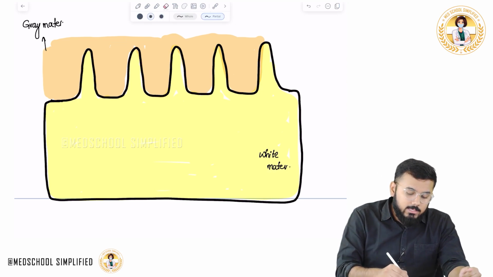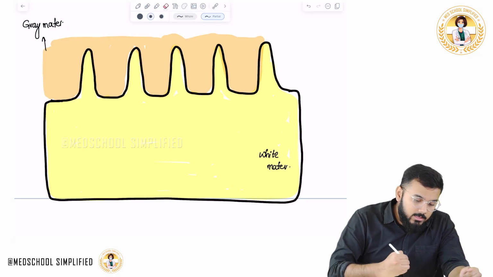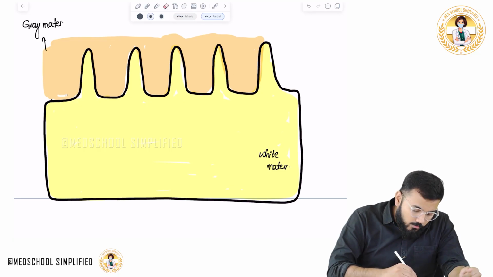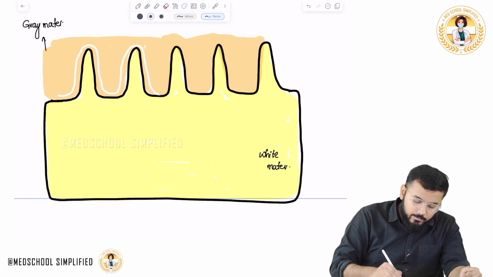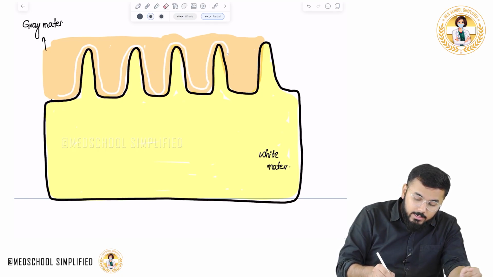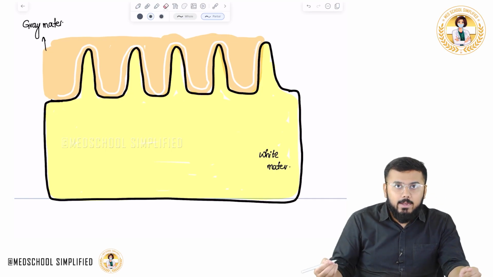Now within this gray matter, I told you that there are some important bands. What are these important bands which you can see? Within this gray matter, you have got one band which I am drawing like this. You see this white color band which I am drawing within this gray matter, right? This band is called the inner band.